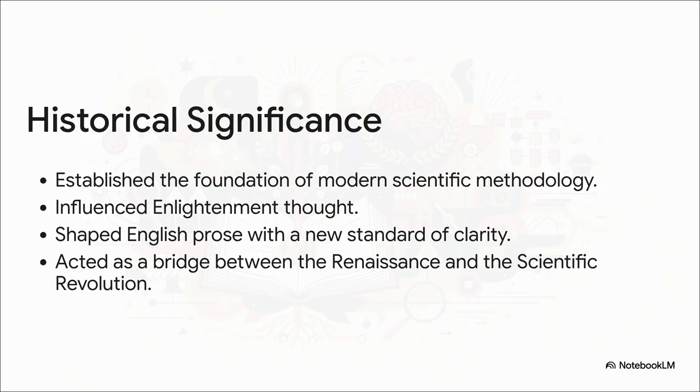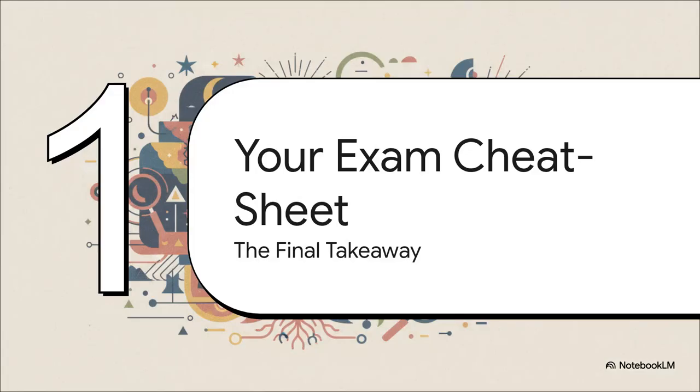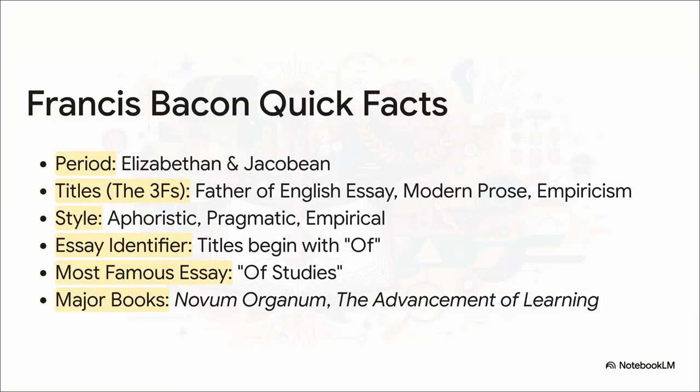Okay, we've gone through a lot. So let's boil it all down in this final section, your exam cheat sheet. This slide is basically everything you need to know, all in one place. Here you go. Everything you need: the time period he lived in, those all-important 3F titles, his key writing style characteristics, the "of" essay trick, his most famous essay, and his 2 biggest books. Go ahead and screenshot this, jot it down. This is your ticket to acing any question on Francis Bacon.